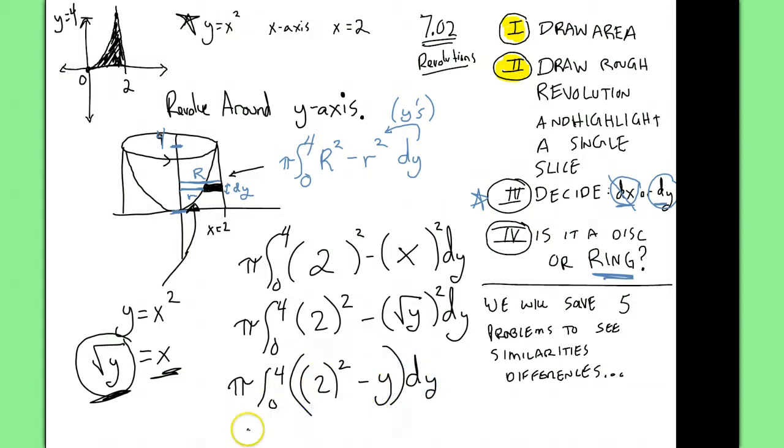And this is an integral I know you guys can do. So from 0 to 4 of 4 minus y dy, and you can do that. The point of these is going to be to really help you set them up. So let's get into the next one, and let's see if we can pick up the pace a little bit too.